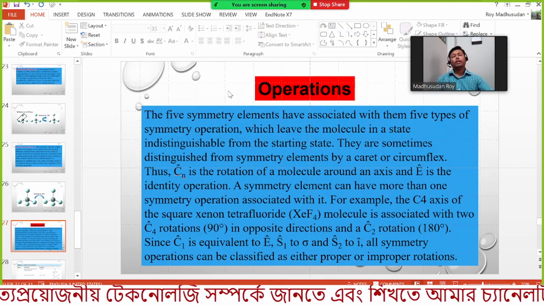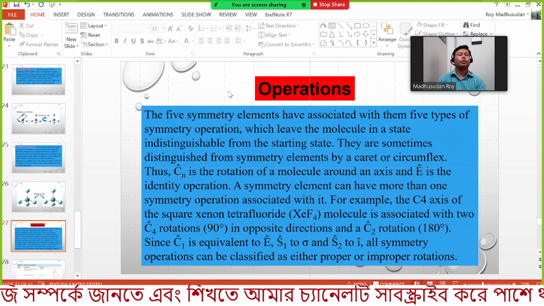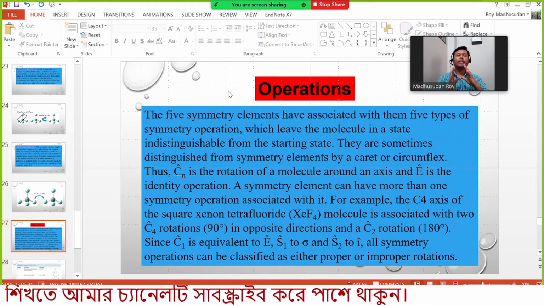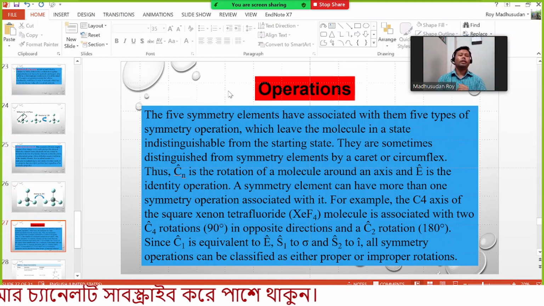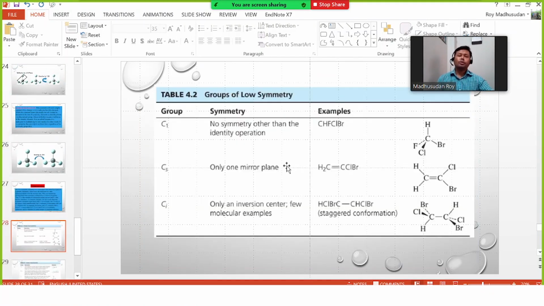Now what is an operation? I have already mentioned, whatever you are doing, changing the angle or getting the reflection, whatever you are doing to get the symmetry, this is known as operation. I am not going into detail because I mentioned that in the last class. Now we will see some examples of groups of molecules that have symmetry.